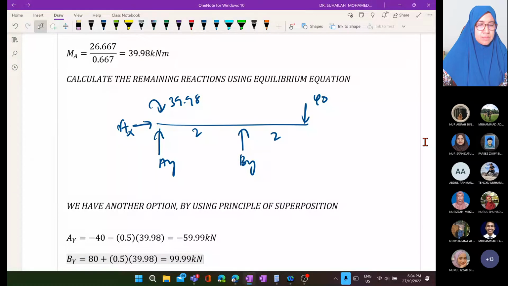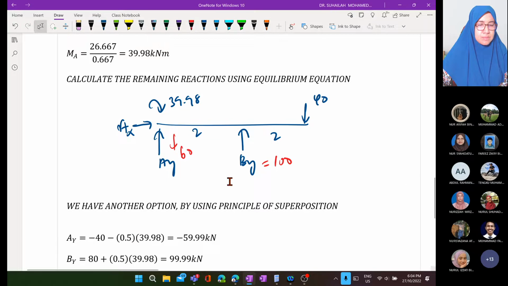Then total Fx is equal to 0, total Fy is equal to 0. Check whether you get all in equilibrium condition. So By we get 100 sin, Ay we get negative 60. Right? So we get total Fx equal to 0. So we just need to check. Normally in a test or exam you don't need to check. You just need to complete the four unknown reactions.